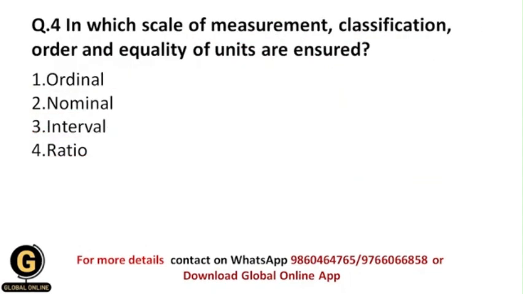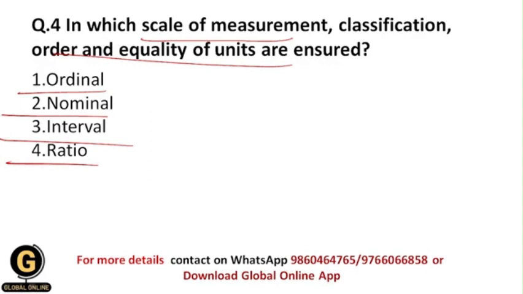Now next is, in which scale of measurement classification, order, and equality of units are ensured? So whether it is ordinal, whether it is nominal, whether it is interval or ratio. So here again they have given you the names of 4 scales of measurement, but we need to identify only one scale of measurement which has classification, which has order, and which has equality of units as well, and all of these things basically are ensured in this scale of measurement. Okay, so students, the correct answer should be interval scale.